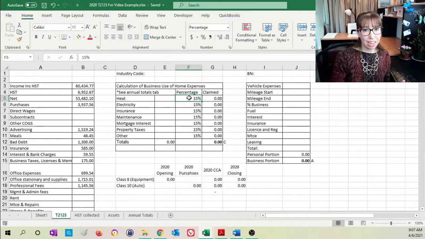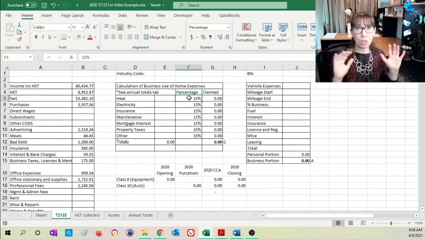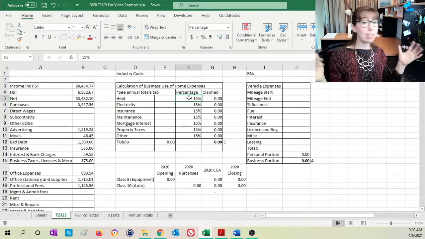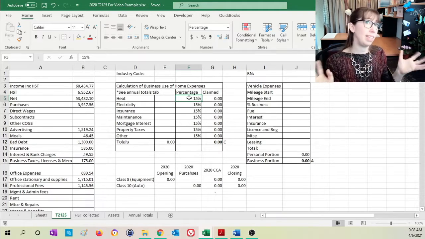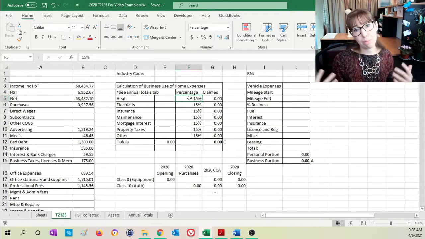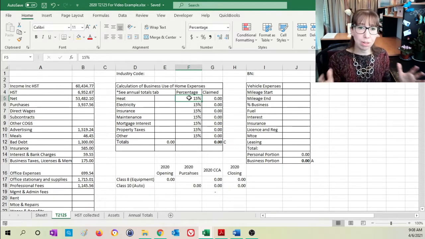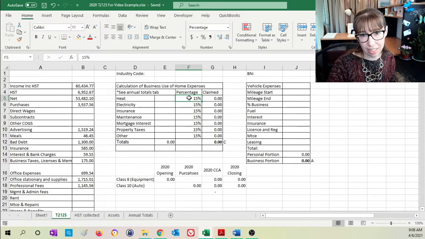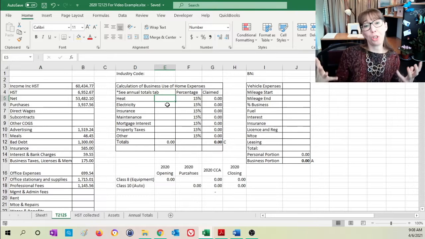And the percentage, what CRA wants you to do is measure the square footage of your house and then measure the square footage of your office and say how long you worked there for. I'm going to claim 15%. That's the percentage that I use. I see most people claim anywhere between 10 and 15%. I usually see 12.5 sort of be the average in some of the work that I've done.